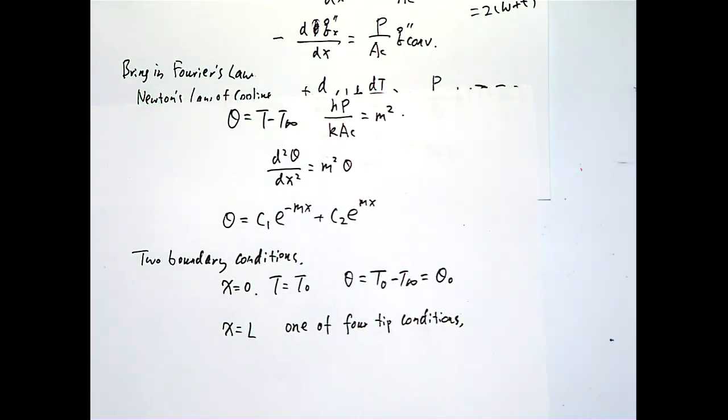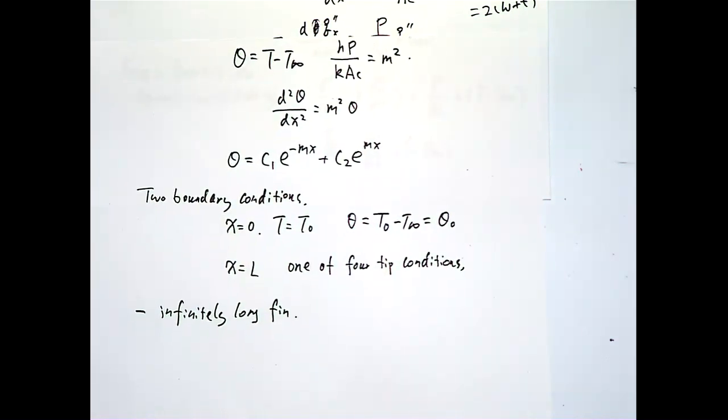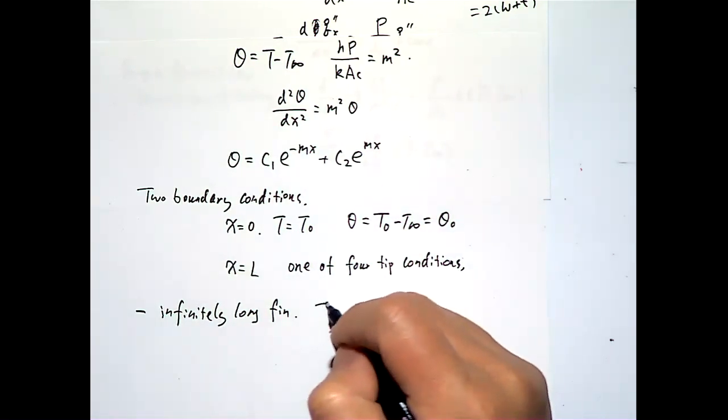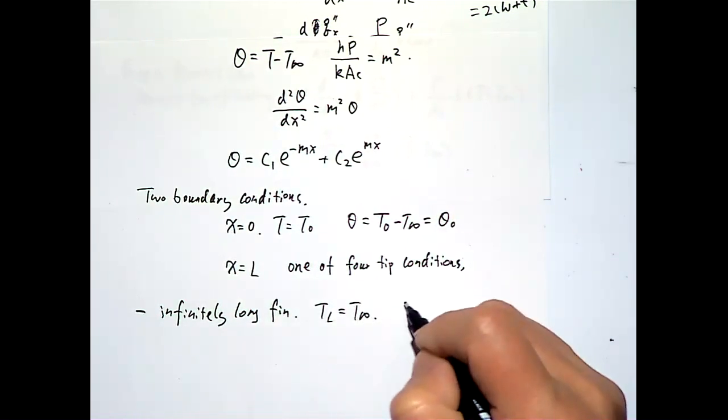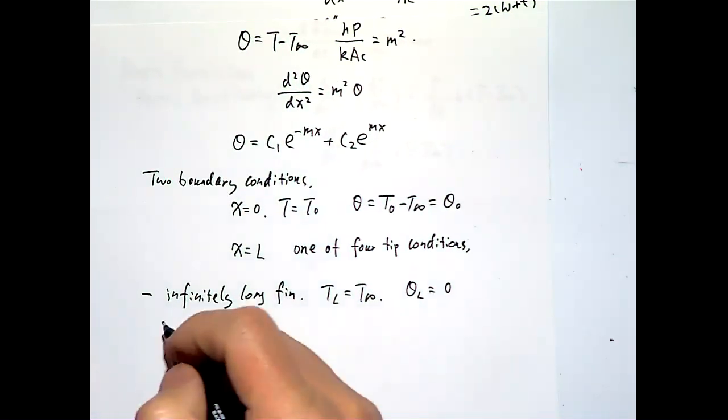So one tip condition is the so-called infinitely long fin. So the fin length is infinite. In this case, you can imagine if the fin is infinitely long, at the end of the length, the temperature would be the same as the ambient, right? If it's not the same, then I can make the fin even longer until it becomes the same temperature, right? So that temperature TL equals T infinity, which means theta L equals zero. So that's one extreme case.